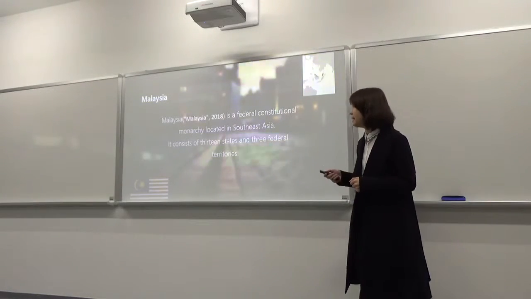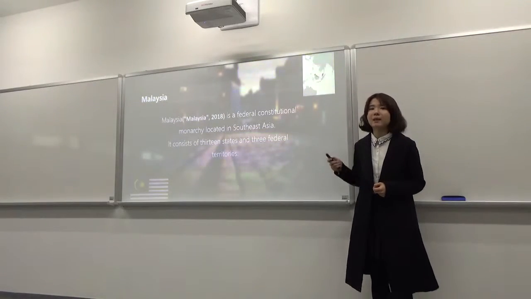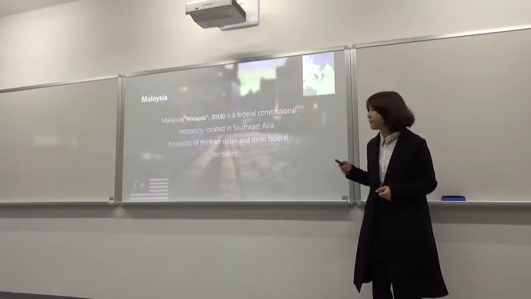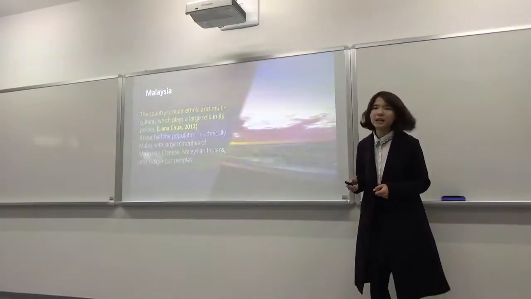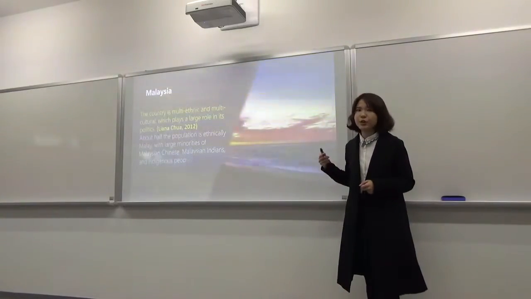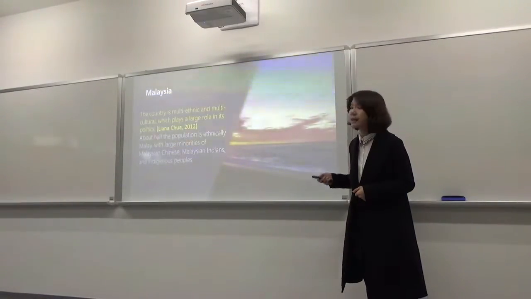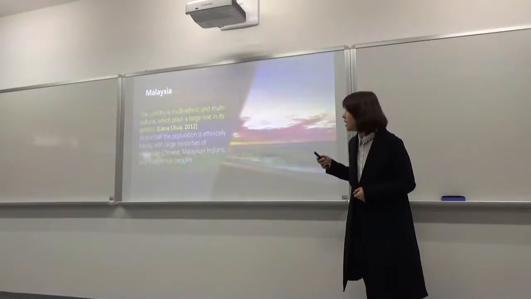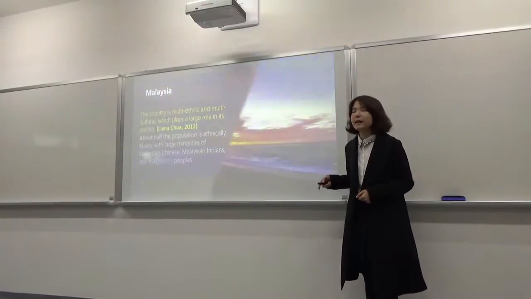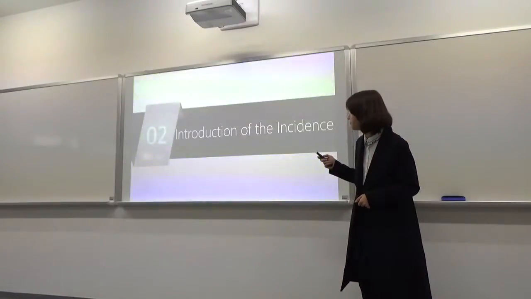We all know that Malaysia is a federal constitutional monarchy located in Southeast Asia. It consists of 13 states and 3 federal territories. The country is multi-ethnic and multicultural, which plays a large role in its politics. About half the population is ethnically Malay, with large minorities of Malaysian Chinese, Malaysian Indians, and indigenous peoples. This is an important factor which will affect our incident.